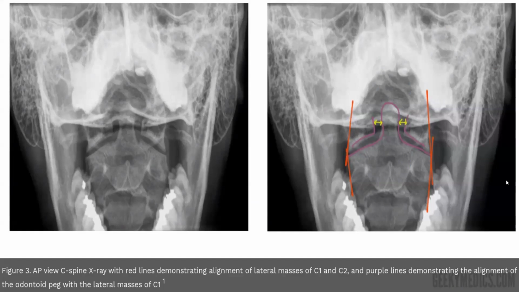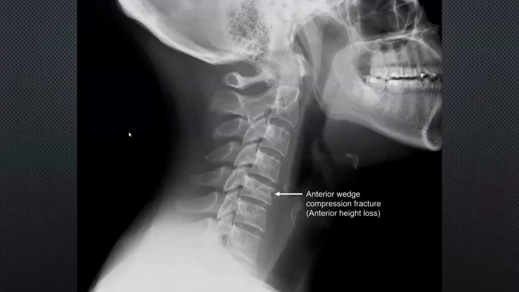So here, the one with yellow color, this is the distance between C1 and C2. This is the dens, okay? This C2 and this C1. If you find the orange line, same alignment, it means no fracture, like here. This edge, same this edge. So no fracture. If you find no disruption, it means no fracture here also. So this normal or abnormal? Normal, sir. So normal C1 and C2.